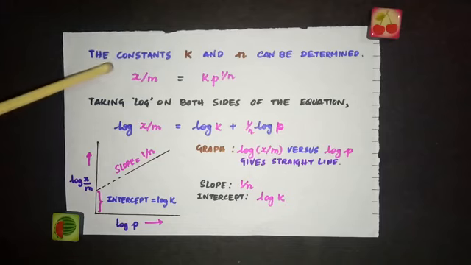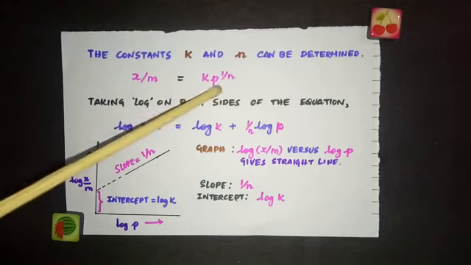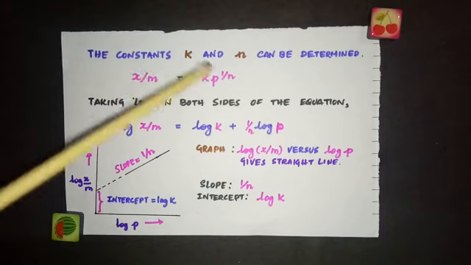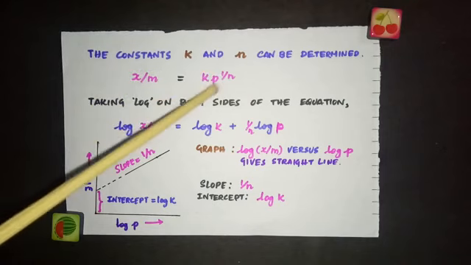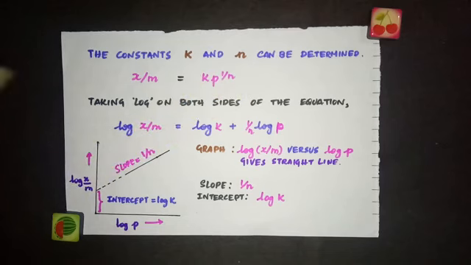So to calculate the constants K and N, you are taking that equation: x/m is equal to K into P power 1/n, which means at intermediate pressure, the extent of adsorption depends upon the power of pressure which lies between 0 and 1. So anyways, this 1/n will be equal to any fraction.